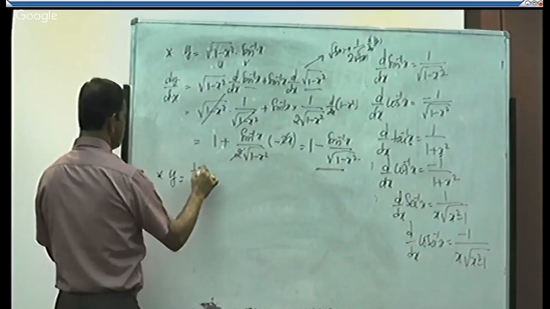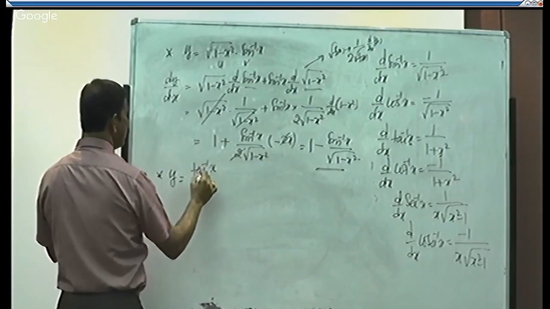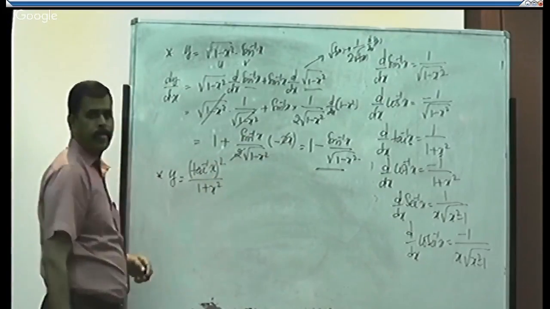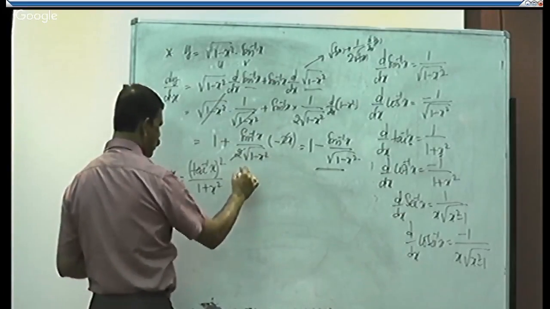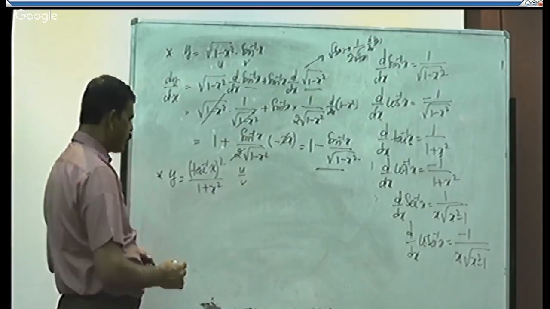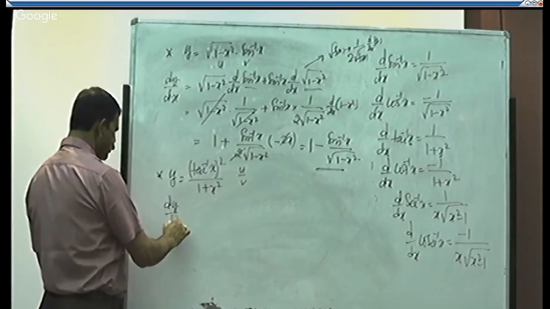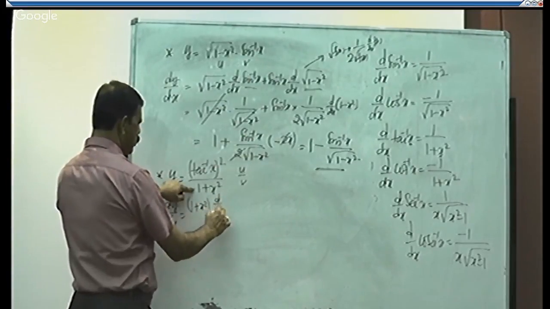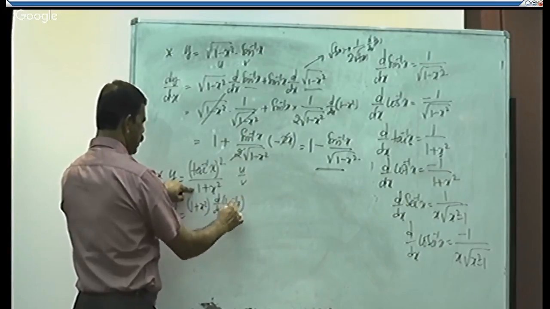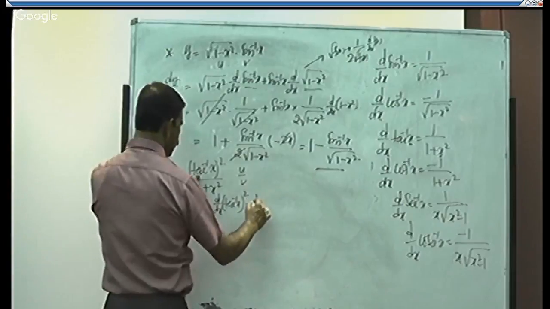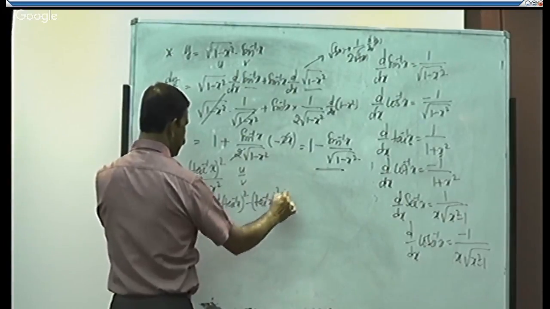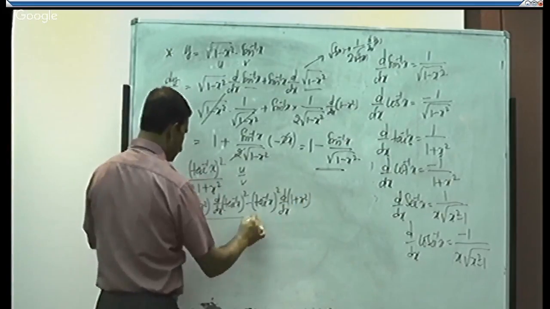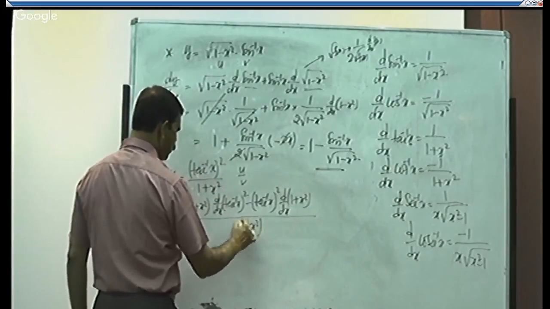Y is equal to tan inverse x square divided by 1 plus x square. It is of what form? It is of the quotient form, correct? Basically, it is in the quotient form. Use quotient rule. Dy by dx is equal to 1 plus x square, v, into d by dx of what? Tan inverse x whole square, minus u, which is tan inverse x whole square, into d by dx of 1 plus x square, all divided by v square. V is 1 plus x square whole square.